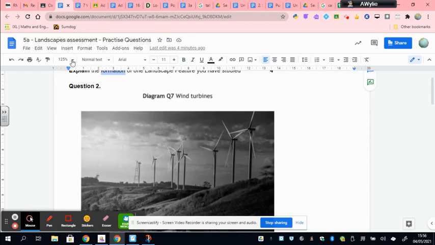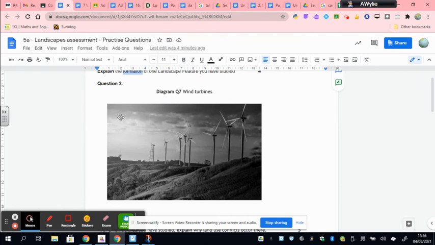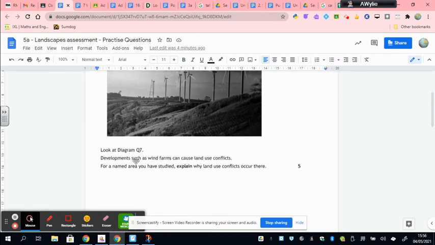Right, let's have a look at question 2. So in question 2, we get what's called a stimulus. So we get a picture of some wind turbines in a landscape. And then we get this question that says, developments such as wind farms can cause land use conflicts. For a named area you've studied, explain why land use conflicts occur there.